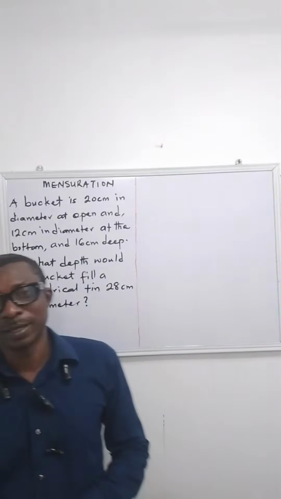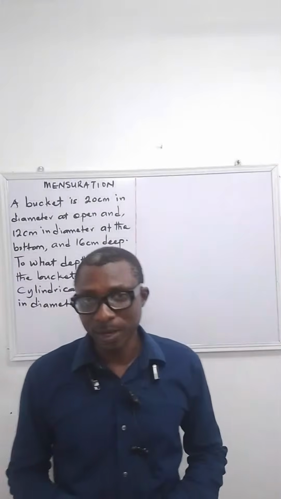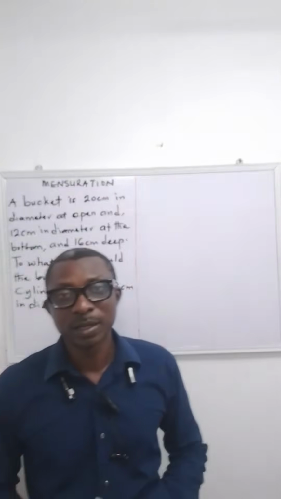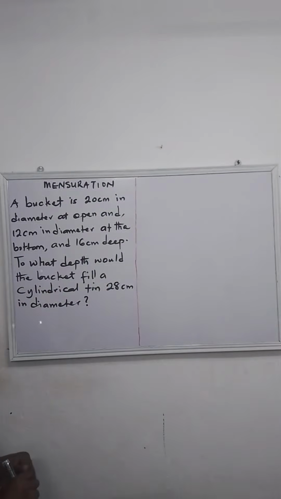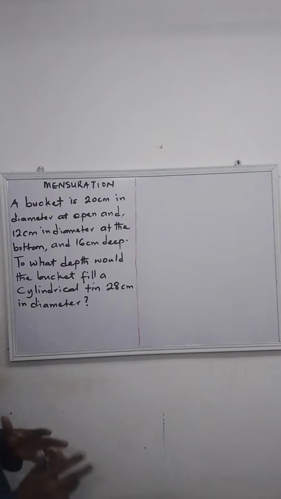All right, okay. Yes, we have to work with time. Now let's look at the first question here. A bucket is 20 centimeter in diameter at open and 12 centimeter in diameter at bottom and 16 centimeter deep. Now, to what depth would the bucket fill a cylindrical tin 28 centimeter in diameter?